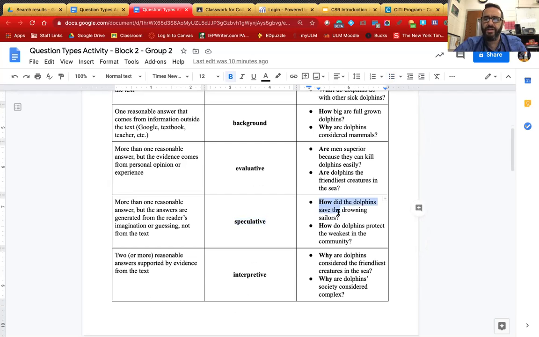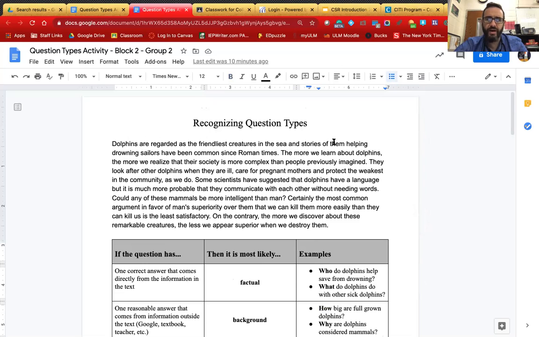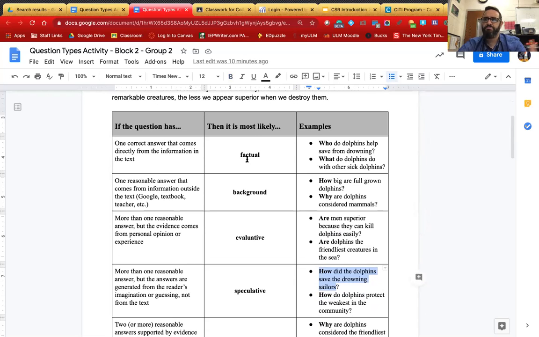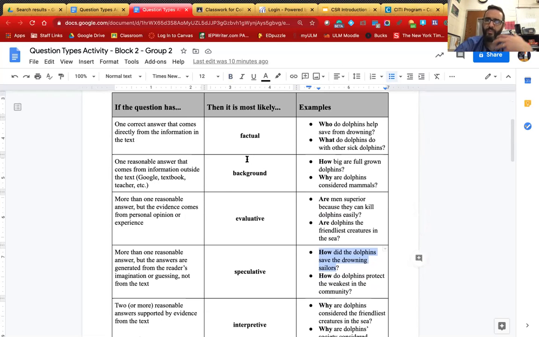How did the dolphins save the drowning sailors? Again, it talked about in the factual questions that they're saving drowning sailors, but it doesn't discuss how this happened. So we imagine, how do you think they did it? Definitely more than one reasonable answer. Did they pull them up with their teeth? Did they go underneath and pull them up with their bodies? Like, how did they even know? That's another speculative question, okay?